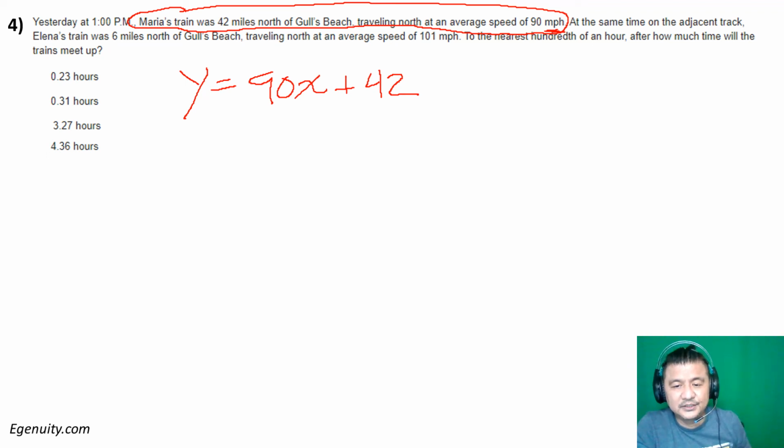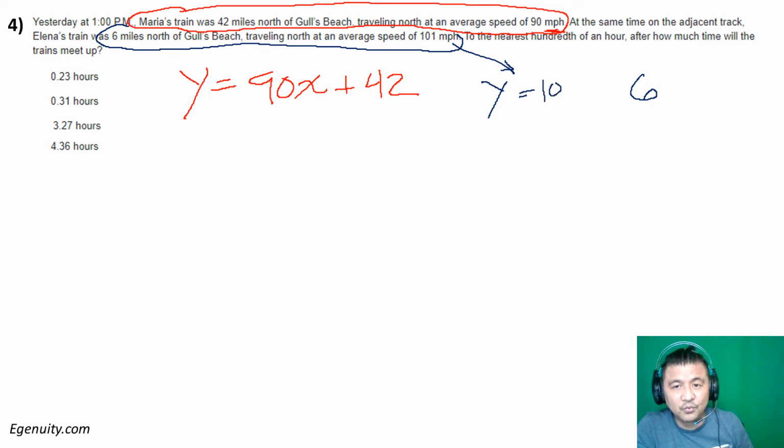Now, let's look at the other one. The other one is 6 miles north, traveling at 101 miles per hour. So let's make an equation out of that. That becomes y is equal to, he's already at 6 miles, but the speed is 101 miles per hour, and we don't know what x is. So plus 6. Okay? So we have two equations. The good thing is they're equal to each other. So y is equal to that.